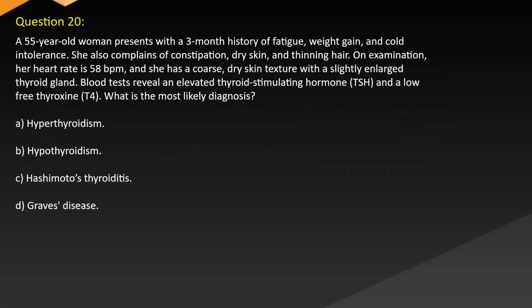Question 20. A 55-year-old woman presents with a 3-month history of fatigue, weight gain, and cold intolerance. She also complains of constipation, dry skin, and thinning hair. On examination, her heart rate is 58 bpm, and she has a coarse, dry skin texture with a slightly enlarged thyroid gland. Blood tests reveal an elevated thyroid-stimulating hormone, TSH, and a low free thyroxine. What is the most likely diagnosis? A, hyperthyroidism. B, hypothyroidism. C, Hashimoto's thyroiditis. D, Graves' disease.